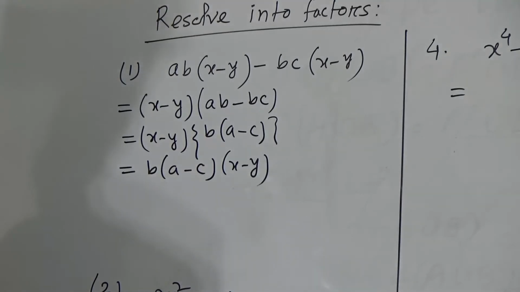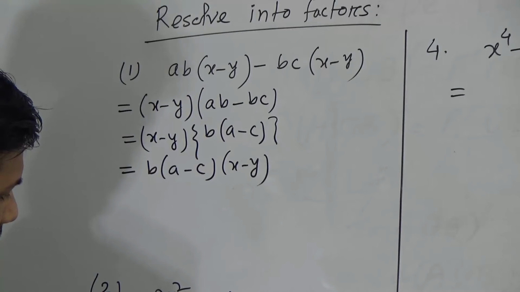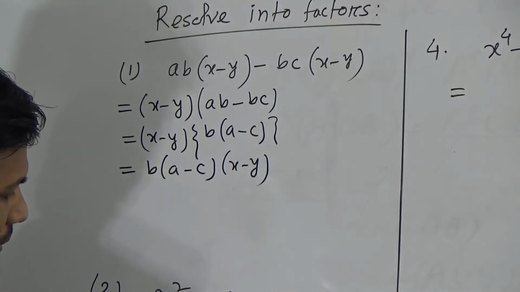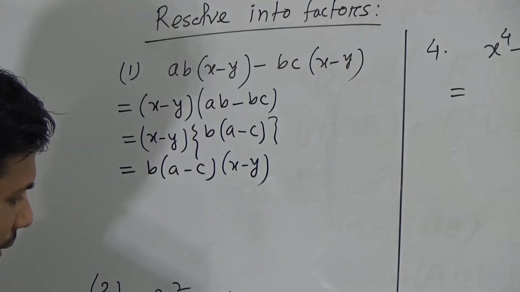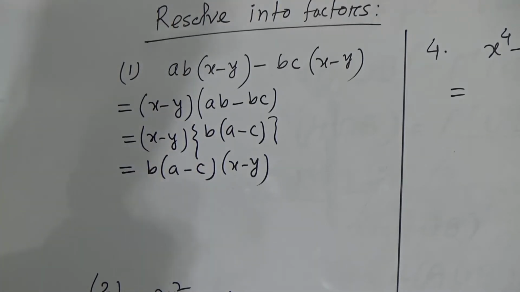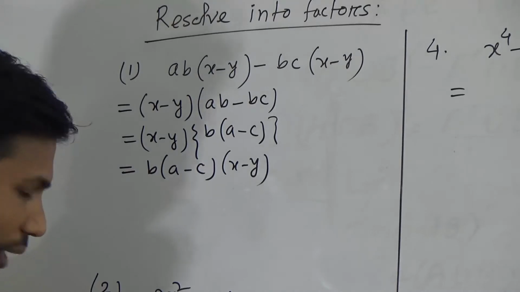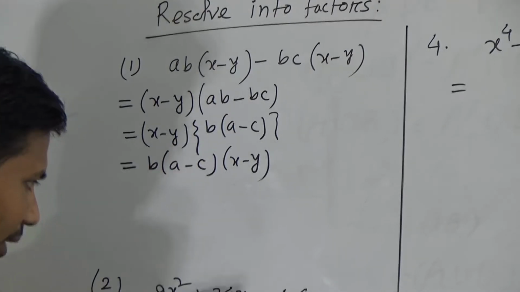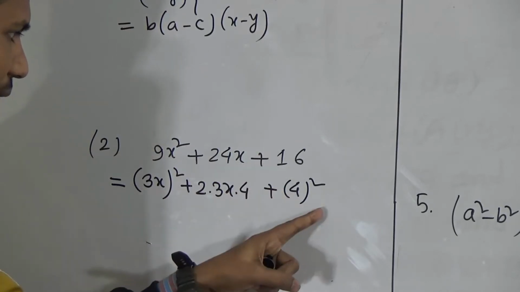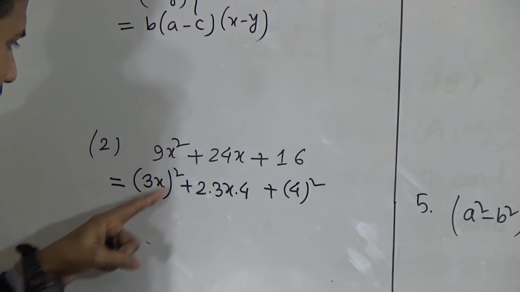Look, 9x square plus 24x plus 16. Look, can you write it this way, 3x then whole square, plus 16. Can you write it this way, 4 square. Now look, 2, then A means what, 3x, B means what, 4. Look, 3 4s are 12, 12 2s are 24x. So here is also 24x and here is also 24x. So they coincide. Now 16 equals 4 square. 9x square we can write 3x then whole square.